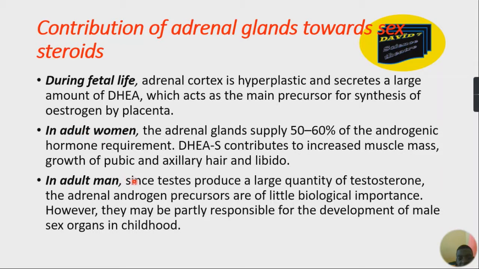In the adult man, since testes produce a large quantity of testosterone, the adrenal androgen precursors are of little importance. However, they may be partly responsible for development of the male sex organs in childhood. But in the adult man, a lot of testosterone is being produced by the testes.